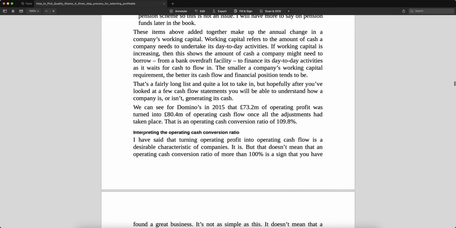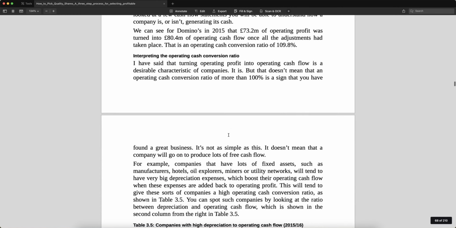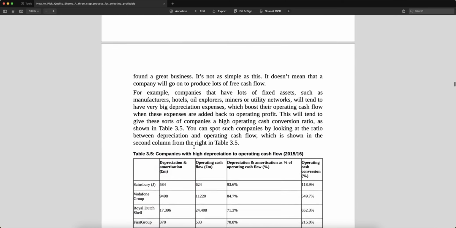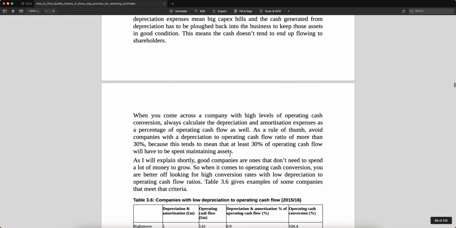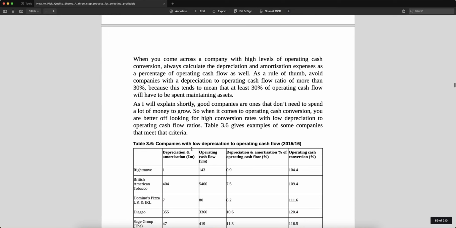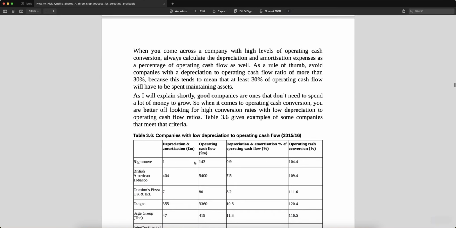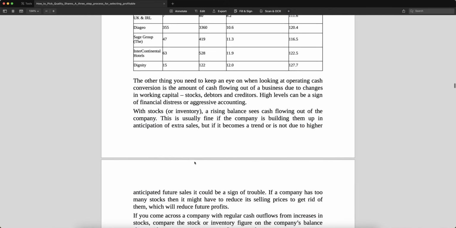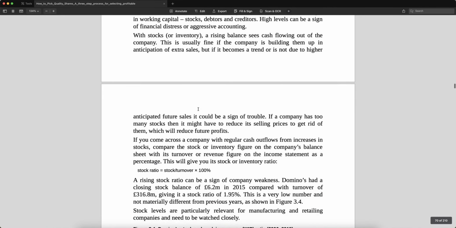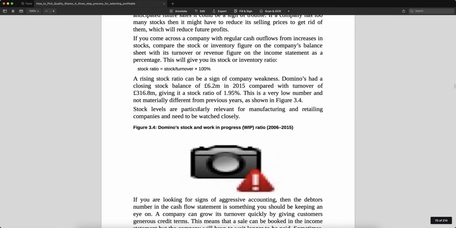So, interpreting the operating cash flow ratios. Higher the better, very simple. Operating cash flow ratios more than 100 is a sign that you have found a great business. But 100% you will find in very few businesses in India, otherwise you will not find it. So he's given some examples of 100% cash flow ratios. Again, he has given some examples where the conversion of operating profit to cash flow ratios are less. So this is aggressive accounting, and you can catch loopholes in this.